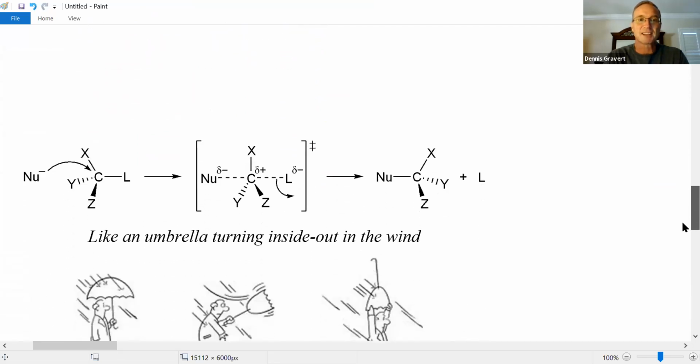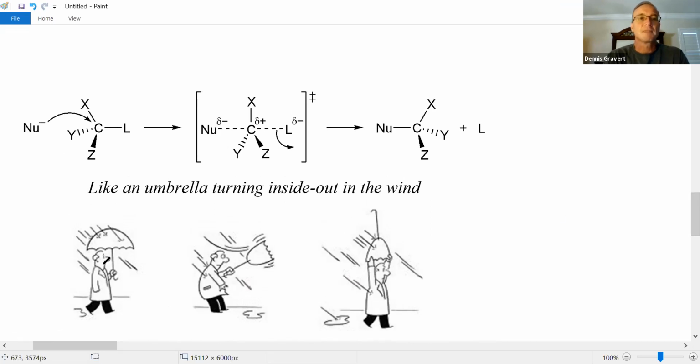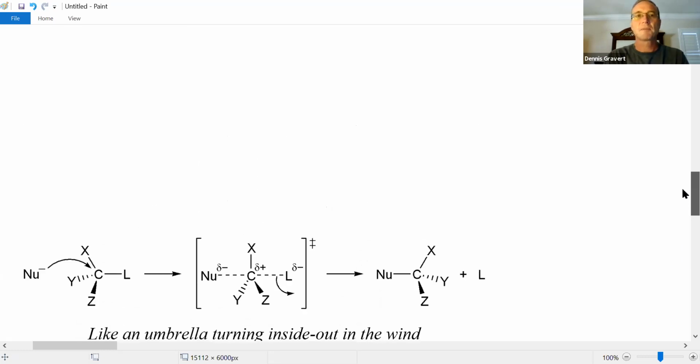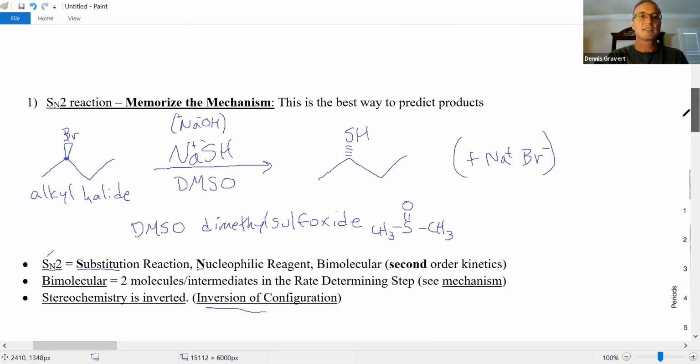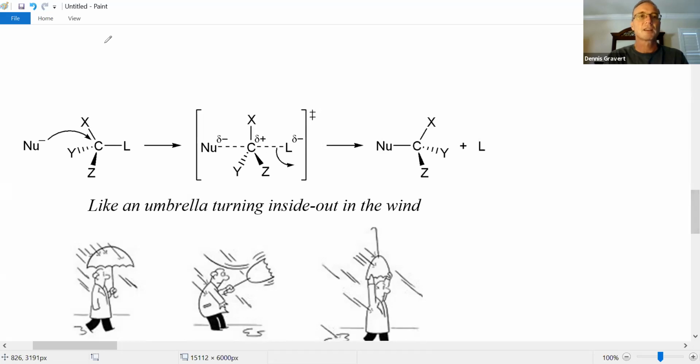So Walden proposed this idea that, let's just get to this point. It's like an umbrella turning inside out in the wind. Maybe you've had that happen to you. If you think about an alkyl halide, and we actually have one, right? So let's take a look at my example I wrote up here, where you take this 2-bromobutane and treat it with NaSH. We'll draw that 2-bromobutane in a similar fashion here.